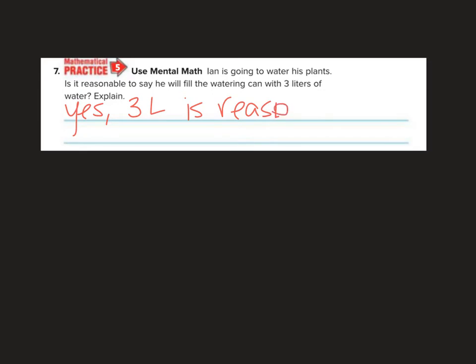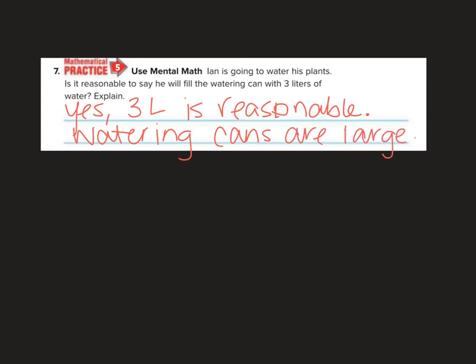How do we know that? Because watering cans are large. Now, would I pour 3 liters of water into one plant? No, I would not. But if I'm going to pour water into my watering can, watering cans are large. If I was going to pour water into a big watering can and go around and water many different plants or flowers, that sort of thing, I would want a lot of water so I don't have to keep going back and refilling. So yes, 3 liters is reasonable.